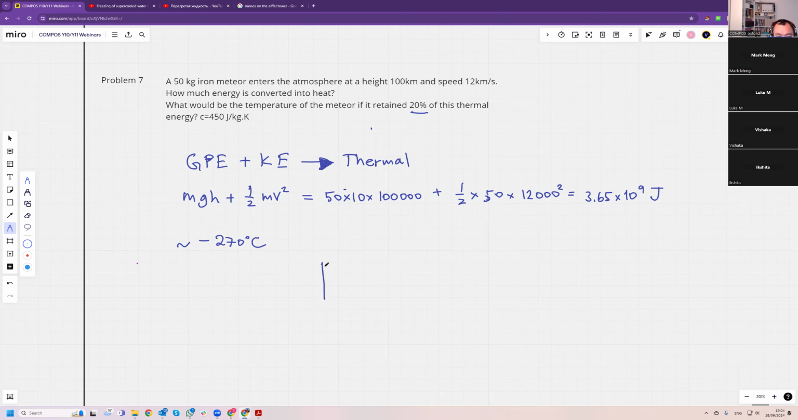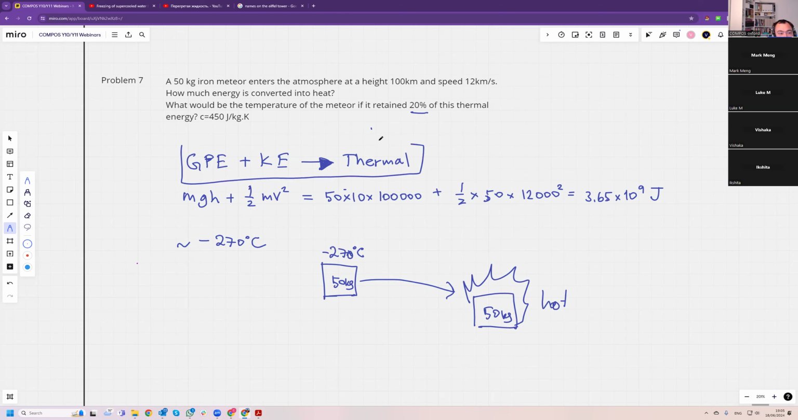So we assume it's a 50 kilogram meteor that enters the atmosphere at a temperature of minus 270 degrees. And it heats up. As you know, meteors do heat up when they enter the atmosphere. So it's really hot, because of this conversion of energy.